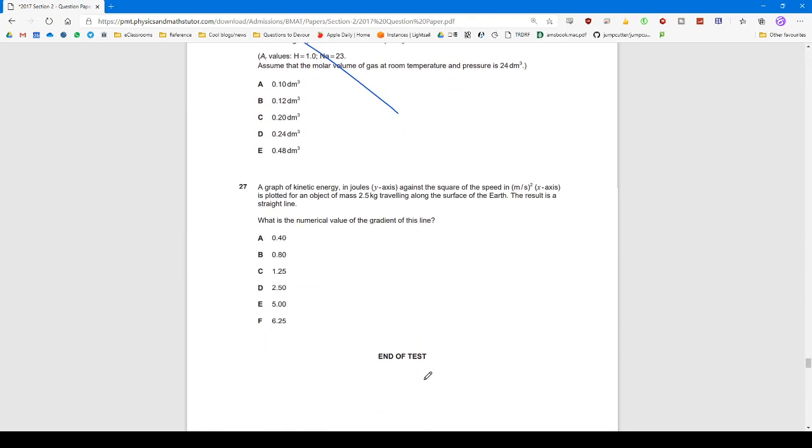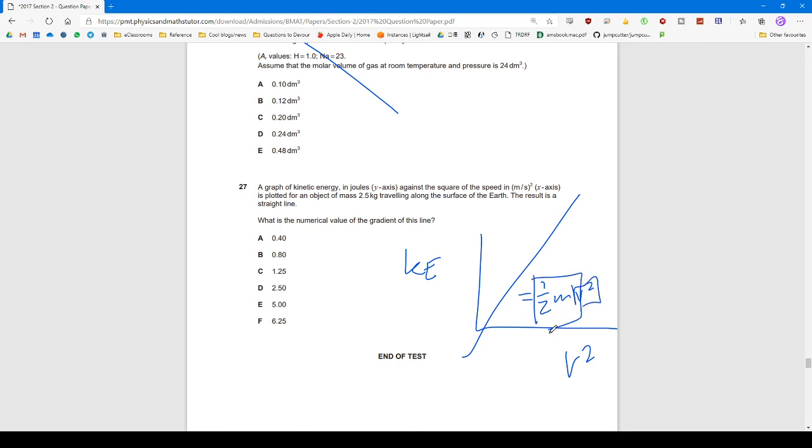Let's begin. Graph of kinetic energy against the square of the speed is plotted. Okay, so v squared, KE. K is half m v squared, that means K is proportional to v squared, that means it's going to look like this. So if it's half m v squared, that means the gradient is half m because v squared is equal to x. So half m, 2.5 over 2, 1.25. Pretty easy. Nice and easy question to finish the test.